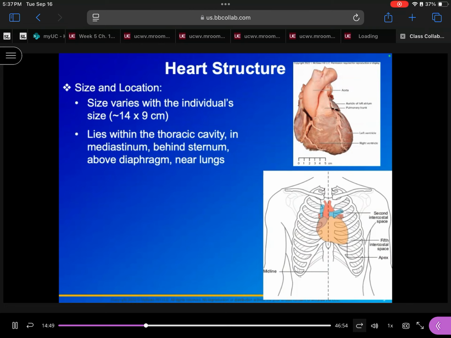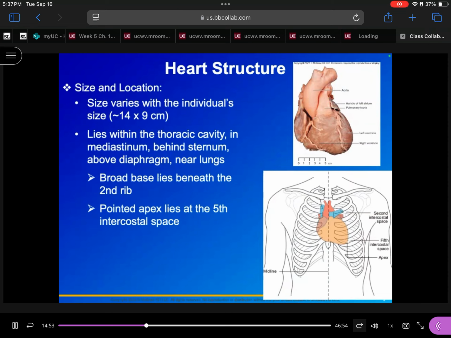All right, and where does this take place? It goes from approximately the second rib down to the 5th intercostal space. Wait. I said the broad base lies beneath the second rib. Oh my goodness. Is the second rib down here? Shake your head like this. No. The second rib is up here. It's not a typo. This is the base of the heart.